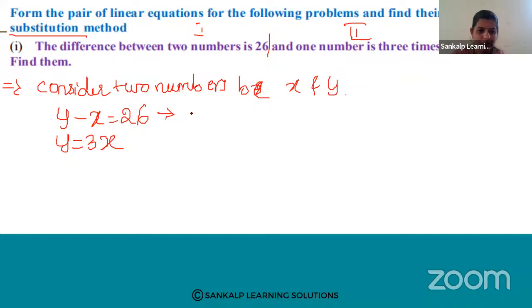So this is equation number 1 and this is equation number 2. So which method are you using here? Substitution method. Here y is equal to 3x. That means you are substituting y is equal to 3x in equation number 1. So substitute the value of y in equation number 1.